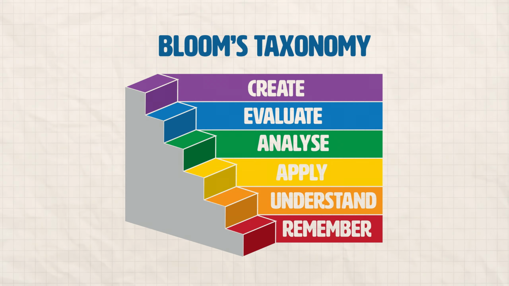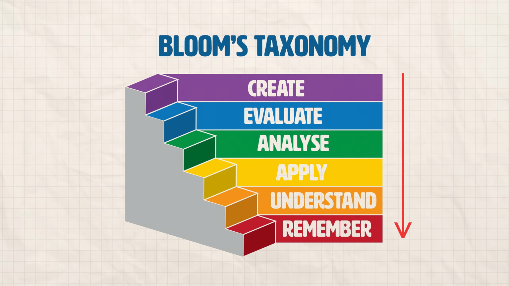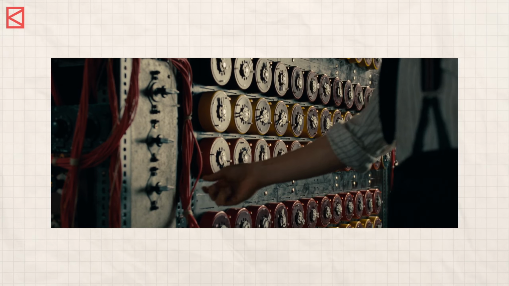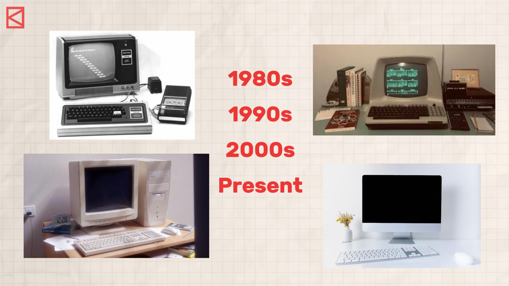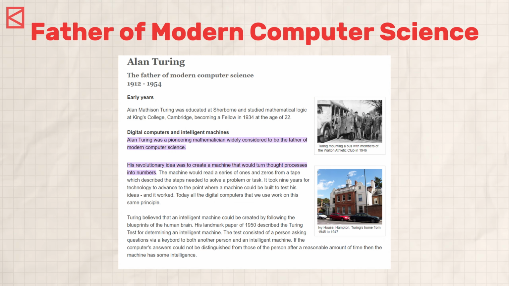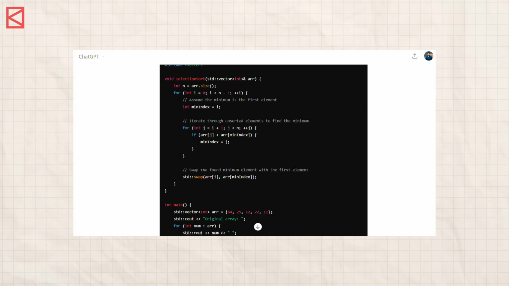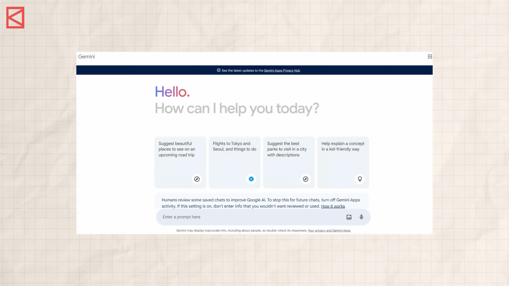Do you get the connection? Turing's process is like Bloom's taxonomy, but it goes from the top to the bottom instead of bottom to top. And this approach helped Turing create the bombe machine to help decode German messages. This not only helped end World War II early, but also helped the development of modern computers. And this is why Alan Turing is considered the father of modern computer science. And his other invention, the Turing test, is used to evaluate the intelligence of ChatGPT and Gemini even after so many years.